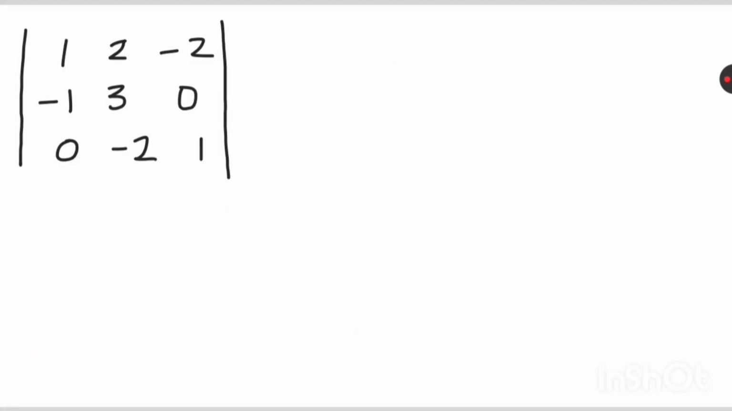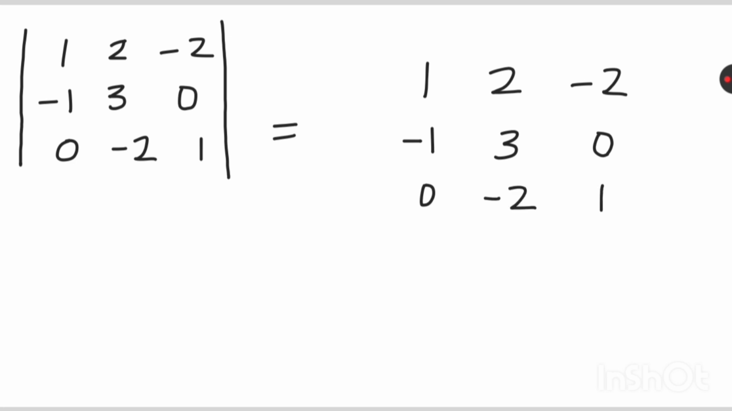Now I will show you a shortcut trick to find the determinant of this matrix. The shortcut trick is, whatever the given matrix, you just copy it as it is: 1, 2, minus 2, minus 1, 3, 0, 0, minus 2, 1. And then you take the first row third element and third row third element, that is minus 2 and 1, and write them on the opposite side of your matrix. Then take the first row first element and third row first element and write them on the right hand side of the matrix, which is here 1 and 0. So this is our first step.